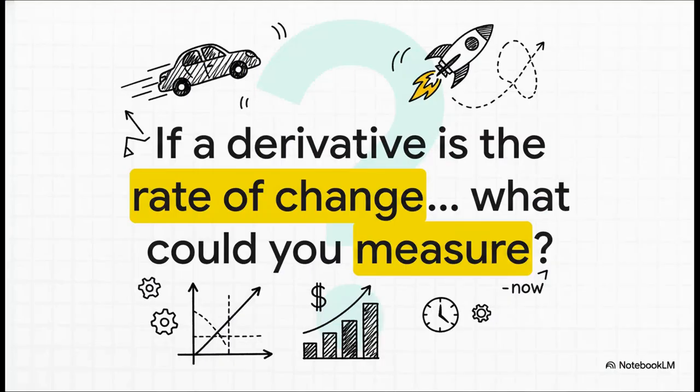And that leaves us with one last big idea to think about. If a derivative lets you measure the rate of change at a single, precise instant, just imagine what you could do with that. You could find the exact speed of your car at one moment in time, the instantaneous growth rate of a population, or the precise trajectory of a rocket ship. The applications, well, they're basically endless.